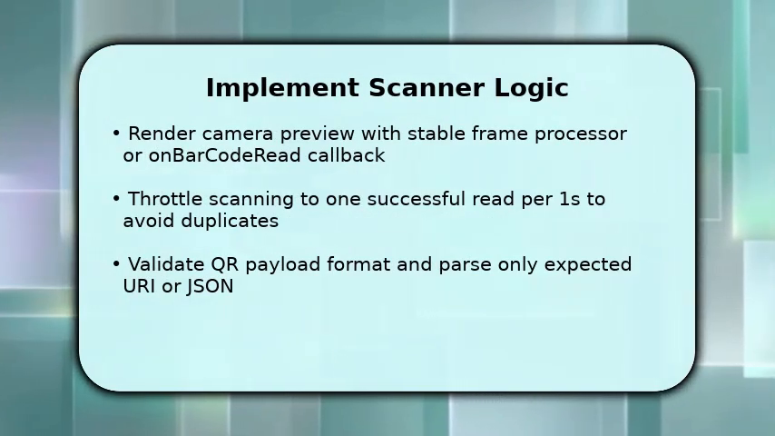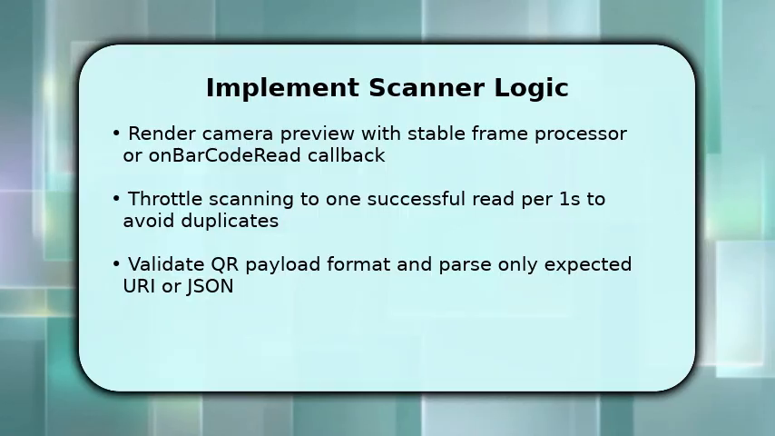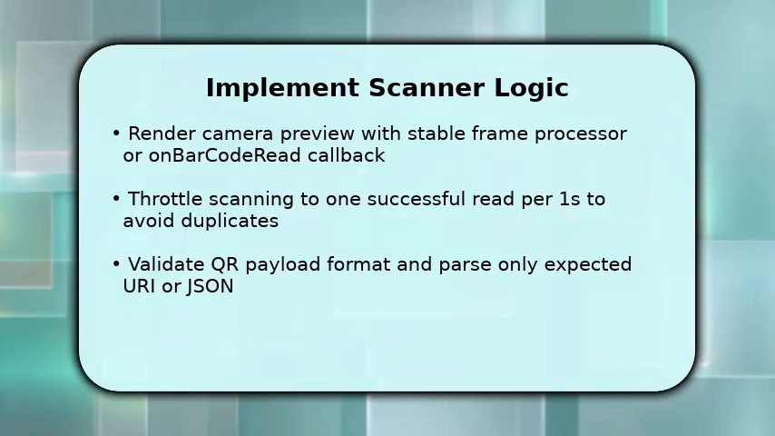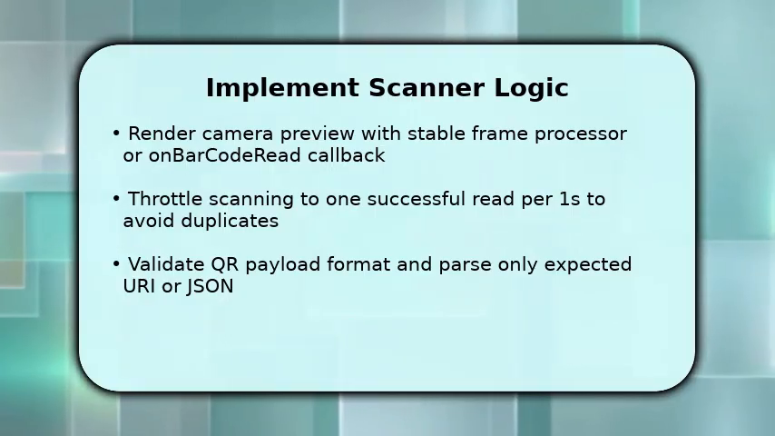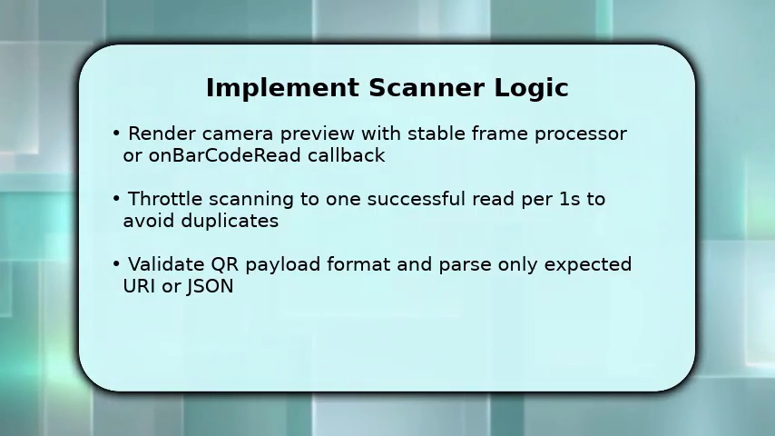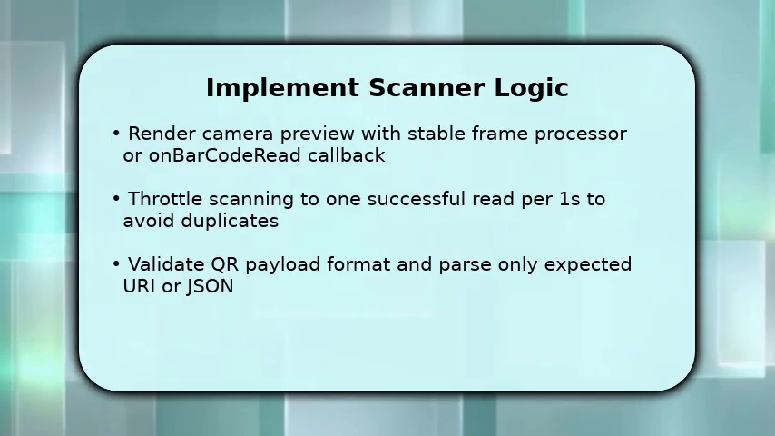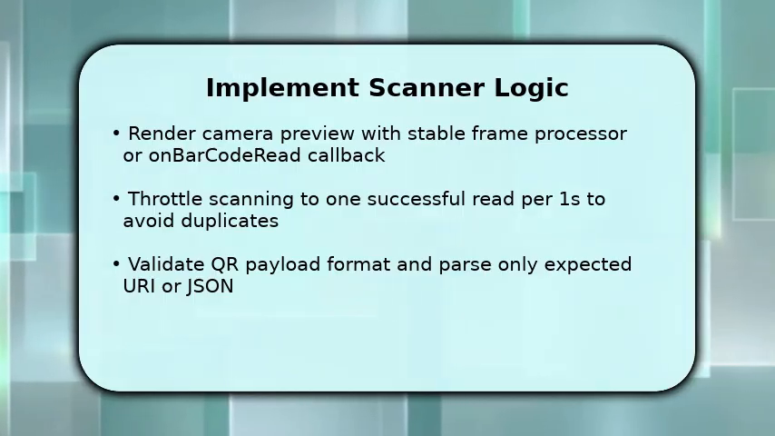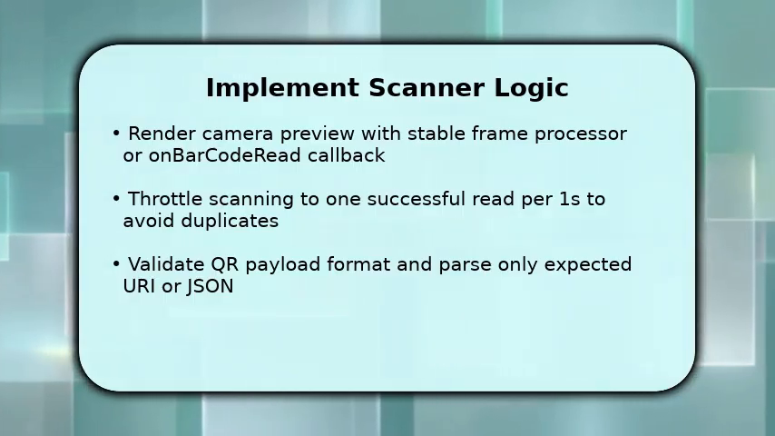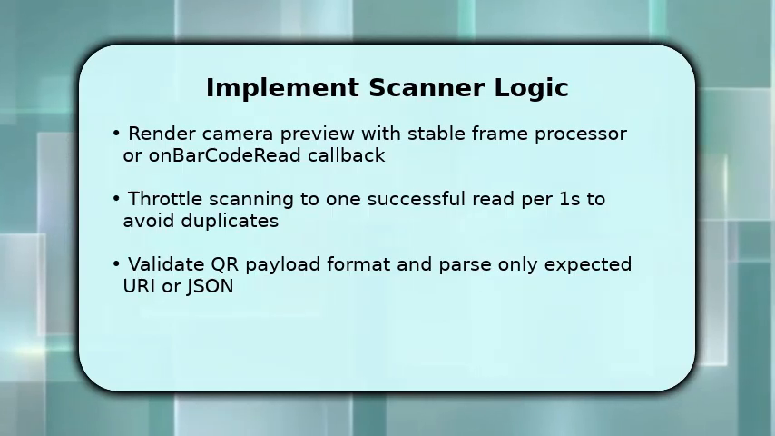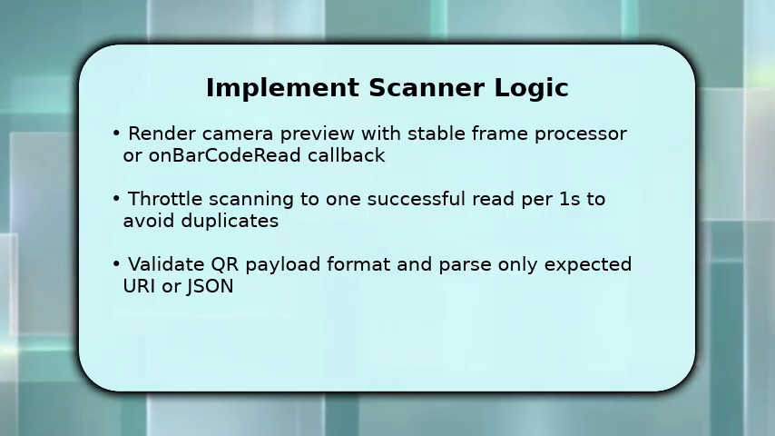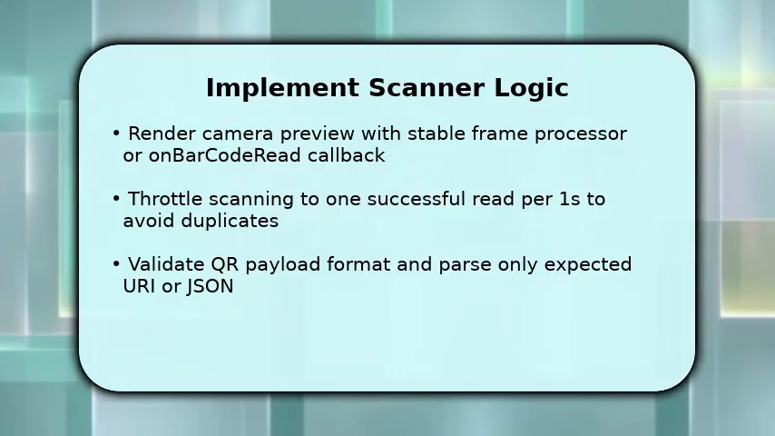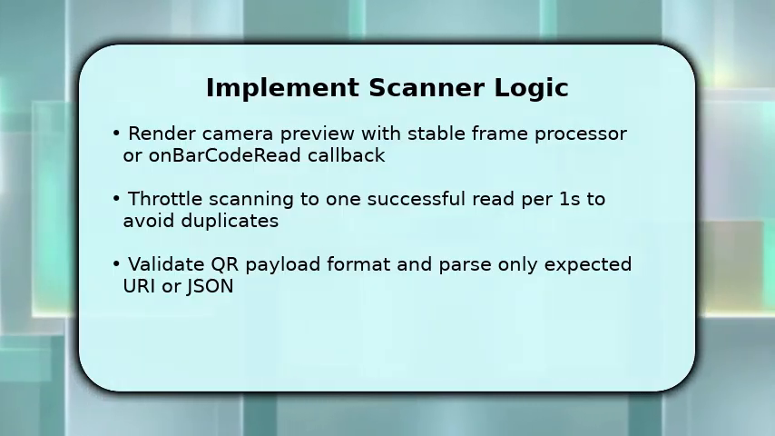scanning behavior and validation. Render the camera preview and attach a frame processor or onBarcodeRead handler. Once a code appears, throttle handling so you process one result per second and avoid noisy duplicates. Parse the QR payload immediately and validate the expected schema or URI scheme. Reject unrelated codes. Then update state, navigate, or call an API with the parsed data. Make sure to stop the processor while handling a result so you don't queue extra reads.